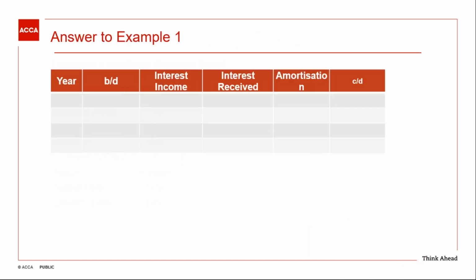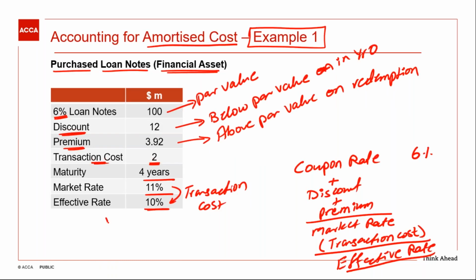Okay, so now we are going to solve the question, and the first entry in year 0 to recognize the financial asset is going to be bank credit and the financial asset debit by 100 millions of the par value minus 12 million of the discount. So we are going to recognize the financial asset at how much? At $88 million, which is financial asset debit and the bank credit by $88 million.